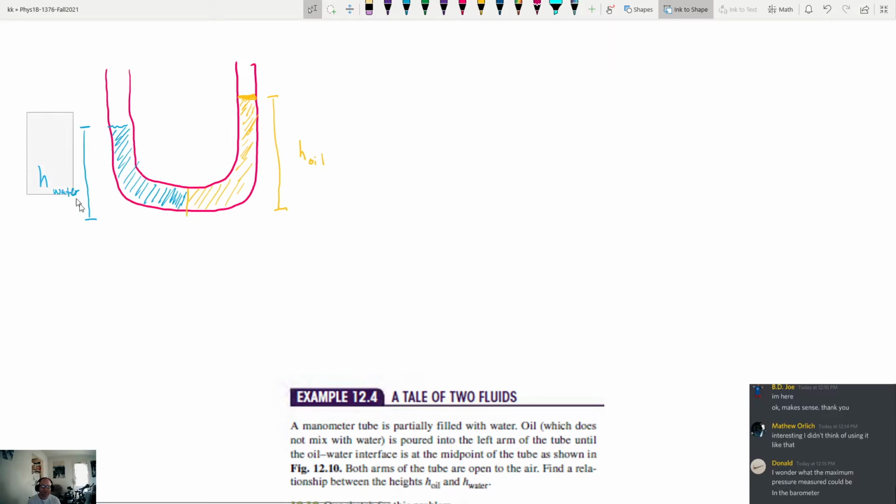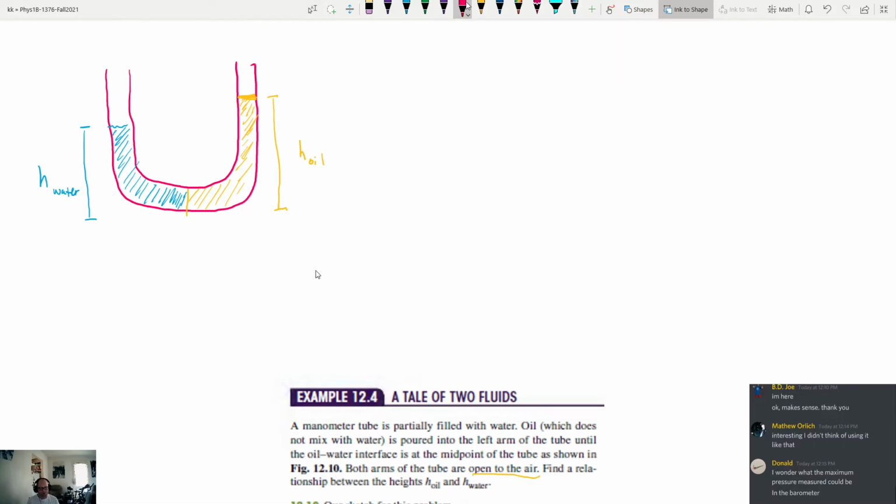So because there's a column of water and a column of oil, and they have a certain height, we know that these columns exert pressure, right? And we also know that it's open to air, that's what it says in the problem. It says both of the arms of the tube are open to the air. You need to get used to understanding specifically what this is telling you.